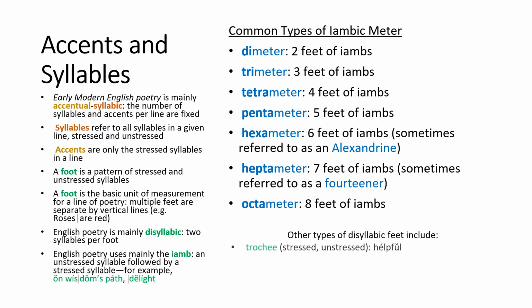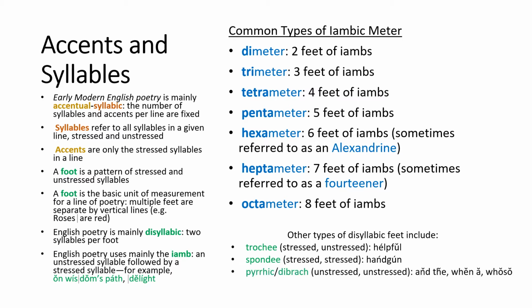Other types of disyllabic feet include trochee. The word helpful is a trochee, so that is not an iamb. The stress comes on the first syllable. A spondee, handgun, that has the stress on both syllables. Now there's a little bit of drop off in handgun. Still, there's enough stress on each syllable that they would stand out in a line. There's also something called a pyrrhic or a dibrach, unstressed, unstressed. And, the, when, who, so are words that could function as dibrachs.